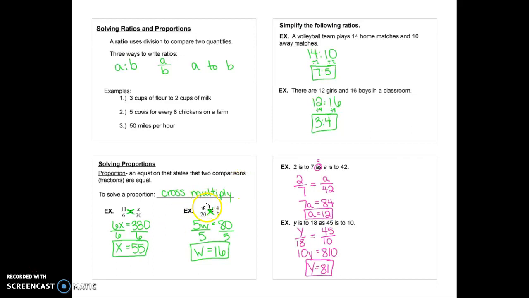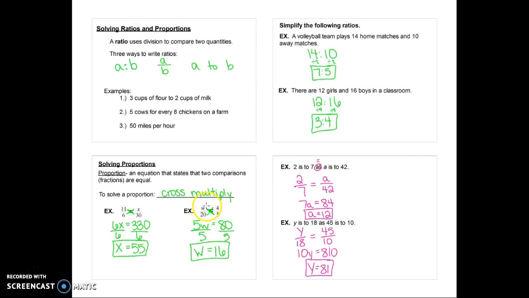Another example, same basic concept. I have W over 20 equals 4 over 5. So I have a fraction equal to a fraction. Again, I can cross multiply. So I start with my variables. And again, it does not matter where you start.